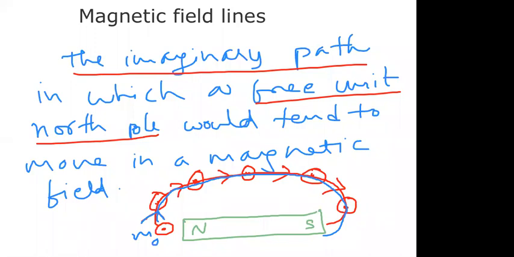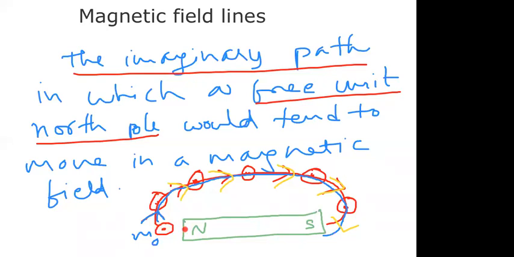So the direction in which it is moving, if I draw one imaginary line in that direction, that line is called the magnetic field line. Magnetic field line means, as we told, an imaginary path in which a free unit north pole, M naught, when left here, automatically moves towards the south.